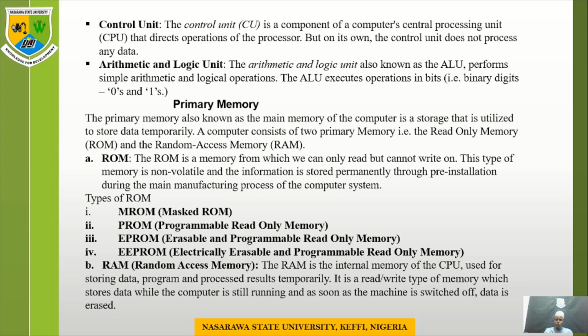A computer consists of two types of primary memory, the read-only memory, which is ROM, and the random access memory, which is RAM. So the primary memory is the memory of the computer that stores data temporarily. Please take note of this, temporarily. The ROM is a memory from which we can read but cannot write. When we say we can read, that is, you can view the content of the memory, but you cannot modify it. It cannot be modified. That is what we mean by we cannot write on it.